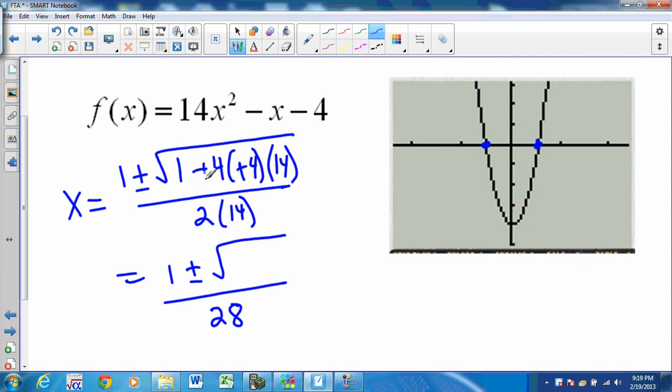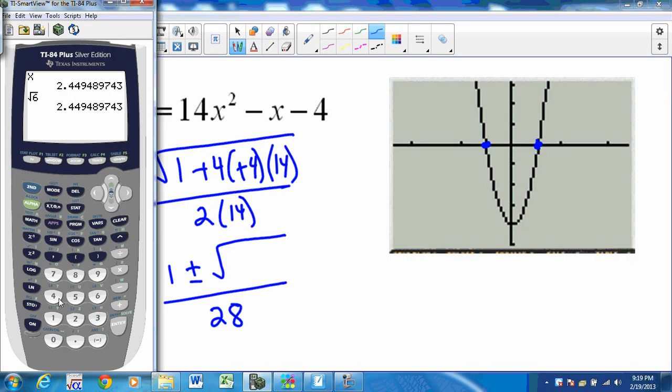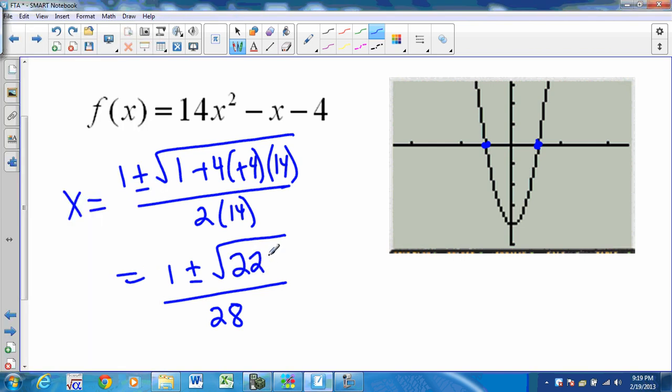This is plus, and let's figure it out on the calculator. 4 times 4 times 14 plus 1 is 225.